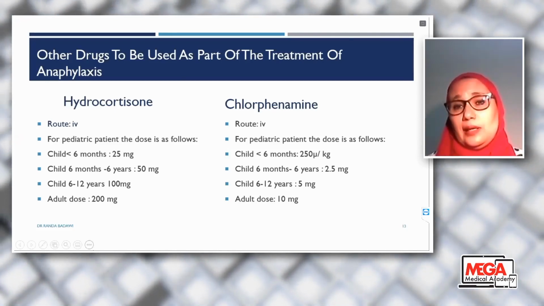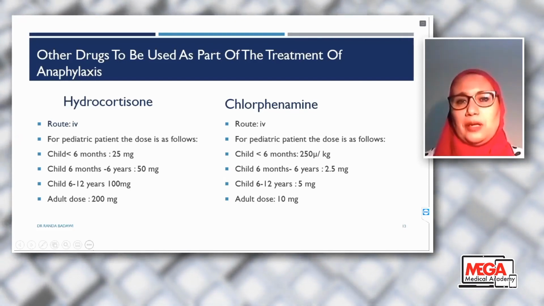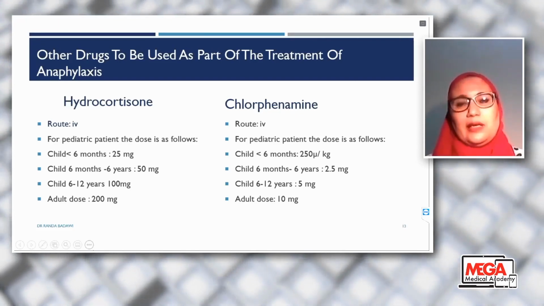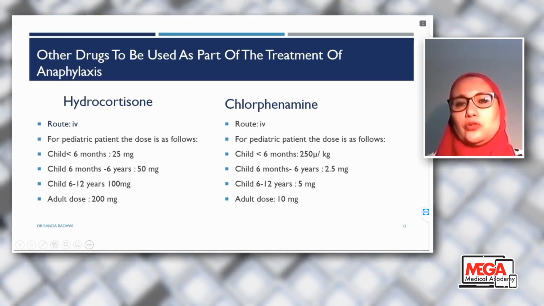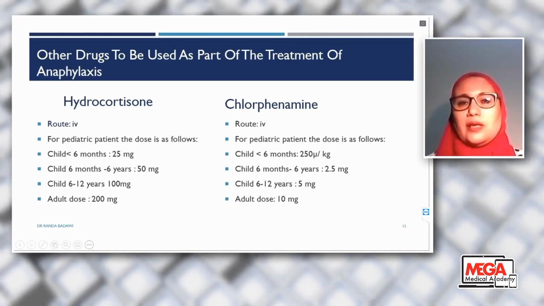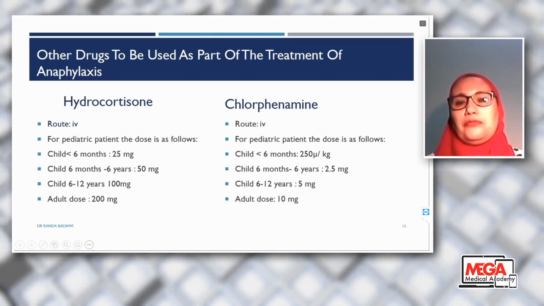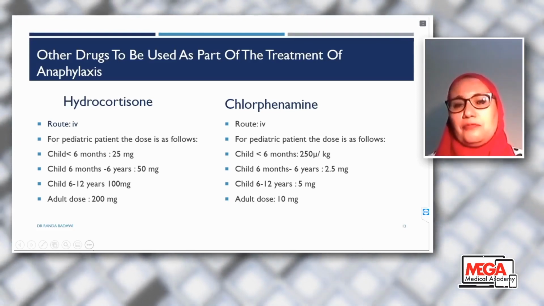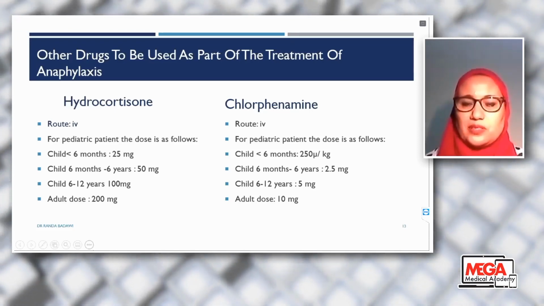The other line, which is the second line of treatment, is the antihistaminics. We can use chlorphenamine. In a critically collapsed patient, the route is definitely IV. For pediatric, less than 6 months, 250 mic. If the age is 6 months to 6 years, give 2.5 milligram. If the age is 6 to 12, double the dose to 5 milligram. If he is adult, double again to 10 milligrams.